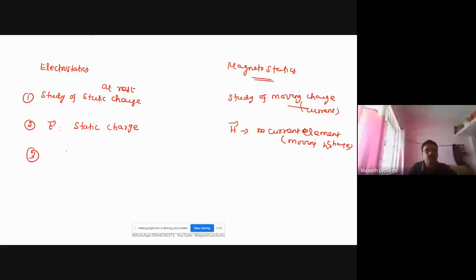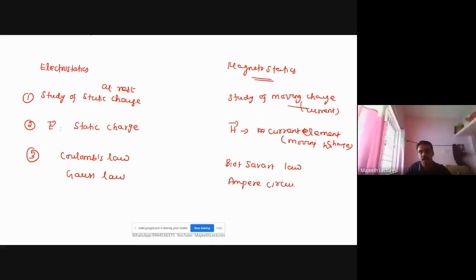In electrostatics, we have two important laws. One is Coulomb's law, and the second one is Gauss law. In magnetostatics, we also have two important laws. One is the Biot-Savart law, and the second one is Ampere's circuital law. So this is very, very important.